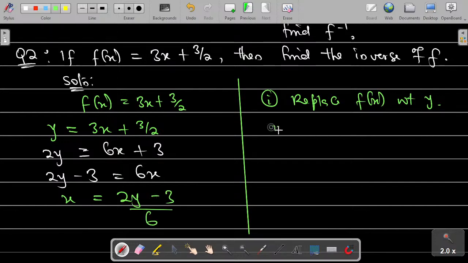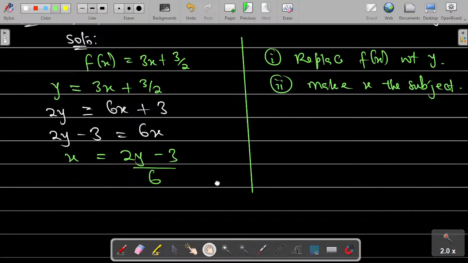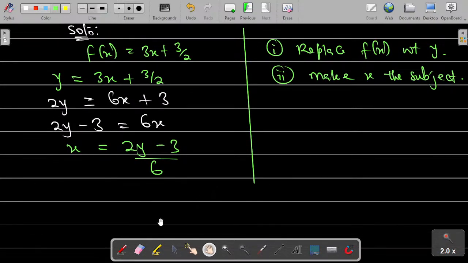Beautiful. So remember, our second step is make x the subject, the subject of the formula that you have. And then the third and last step: interchange x and y. If you interchange x and y, you are going to have y is now equal to, even if you have more than one y here, anywhere you see y, just replace it with x.